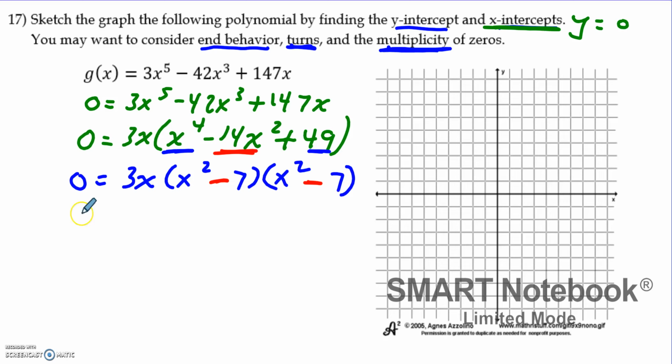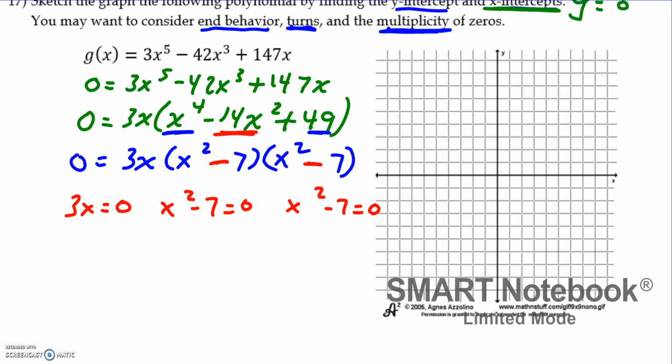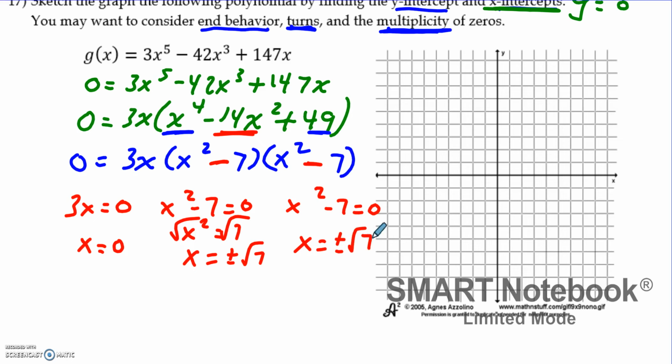So if I set them all equal to 0, we would have 3x equal to 0, we would have x squared minus 7 equal to 0, and then we would have x squared minus 7 equal to 0 for a second time. So it looks like my x-intercepts are at 0. If I solve this and get x squared equals 7 and take the square root, I have x equals plus or minus root 7. And this is the exact same, so I get the answers of plus or minus root 7 again. Which brings up the idea of multiplicity. This x-intercept, which is really at 0, 0, only had a multiplicity or repeating one time.